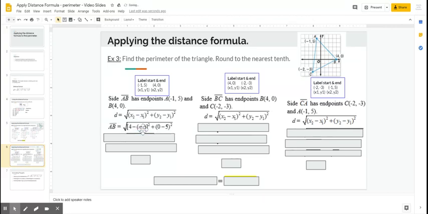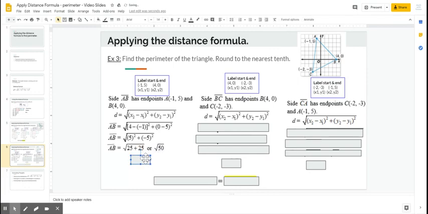So x2 minus x1, so 4 minus negative 1 plus 0 minus 5. 4 minus negative 1 gets you a positive 5. 0 minus 5 gets you a negative 5. Take the square of both of those. So both of those end up being 25. So 25 plus 25 is 50. So then you take the square root of 50 and you get about 7.1.